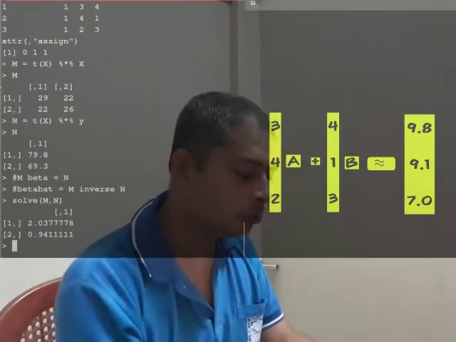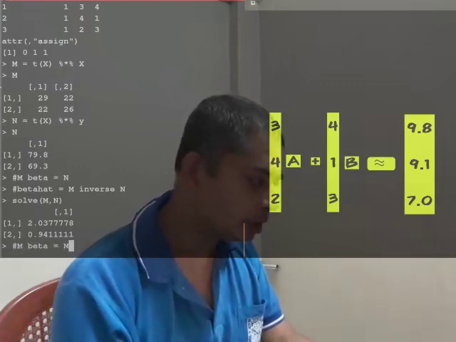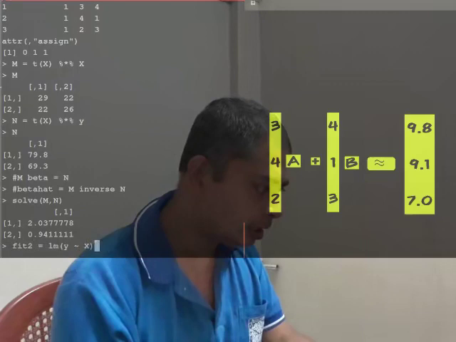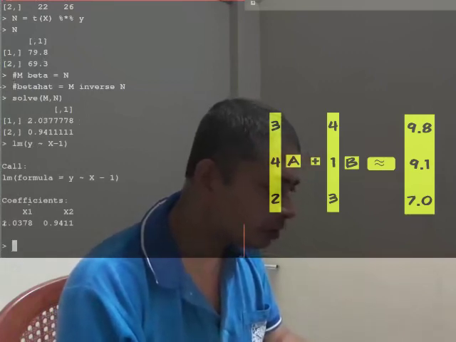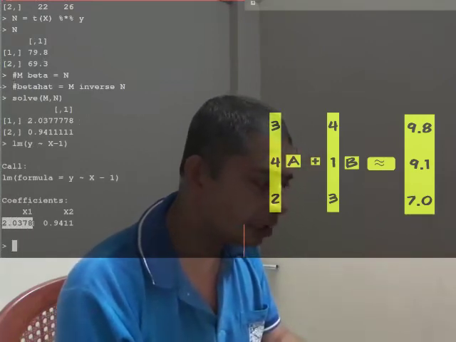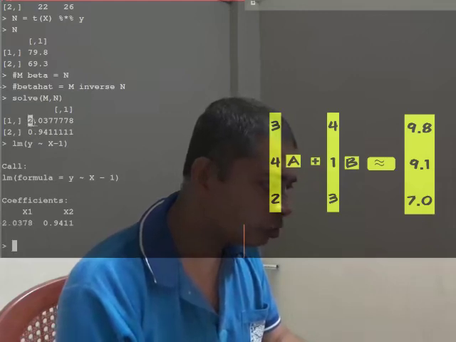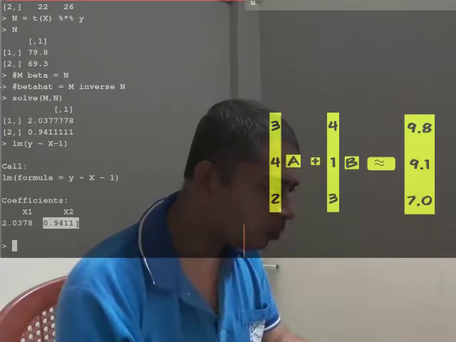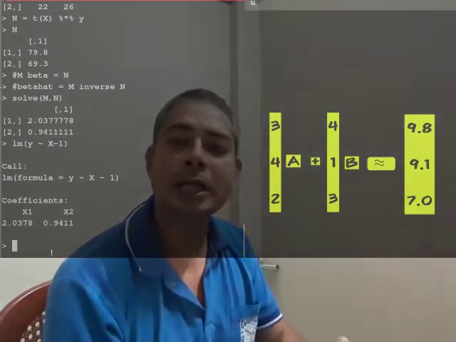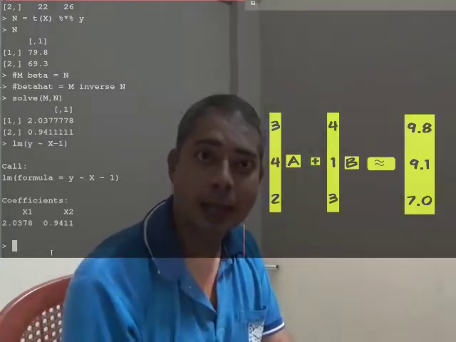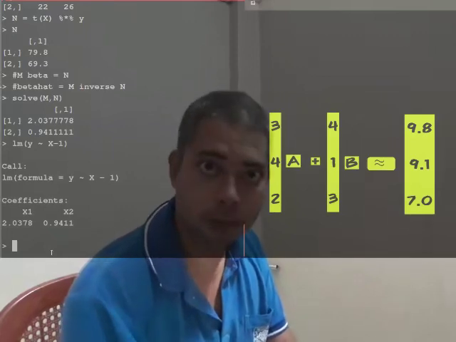Let's compare it with the fit that I had earlier. So I will just quickly go to that line. LM, this is the thing that I had used. Indeed, I got basically the same thing. 2.0378 is what I got from LM, and here I get 2.0377 and so on. Here I had got 0.9411, and here I had 0.941111. So in this case, I got the same answer using LM and directly by the brute force formula.